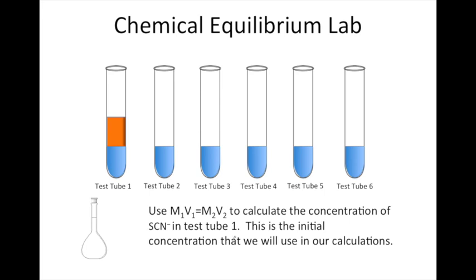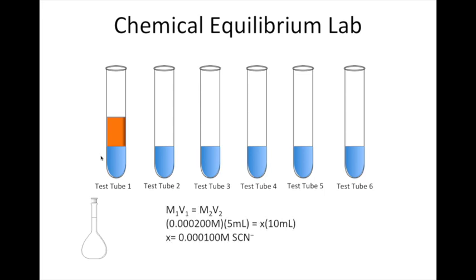Now, with the thiocyanate, we also have to calculate the working concentration of thiocyanate in this test tube. So what we're going to do here is use the same formula, M1V1 equals M2V2. This is my stock concentration of thiocyanate, and we added 5 mils already. And when we added the iron, it diluted the thiocyanate to 10 mils. So my V2 is 10 mils. And we solve for X, and we get our initial concentration of thiocyanate. So please take a minute, review those calculations, and be sure you're absolutely clear on how to calculate the initial concentration of iron and the initial concentration of thiocyanate in these test tubes.